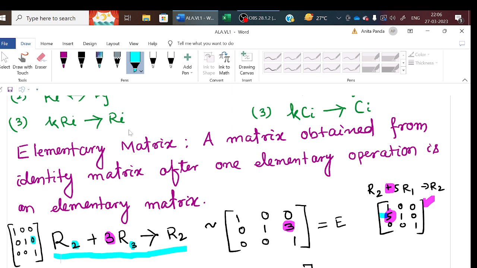Okay, so what will I get? The inverse matrix. Whatever 5 is there, its inverse is minus 5. Everything remains the same, only this sign will change for the inverse operation. So any elementary matrix, its inverse can be very comfortably obtained.